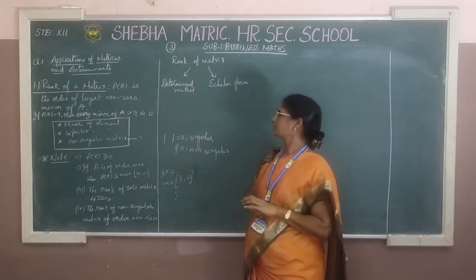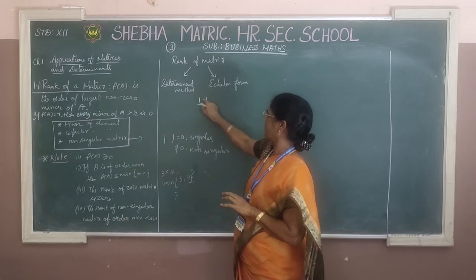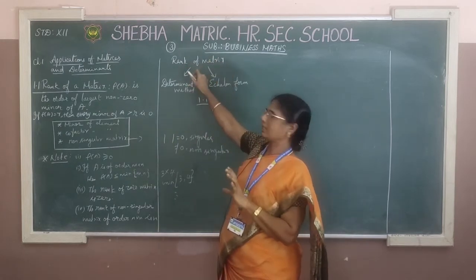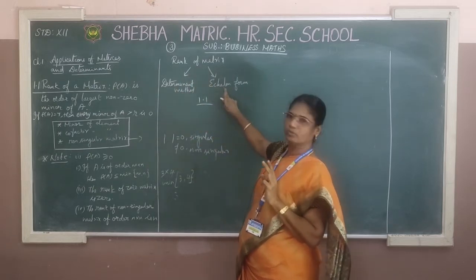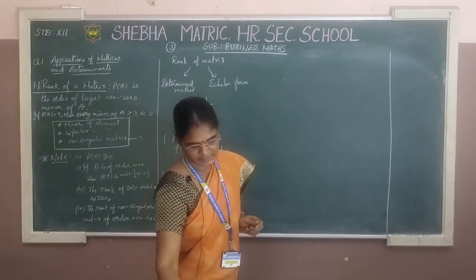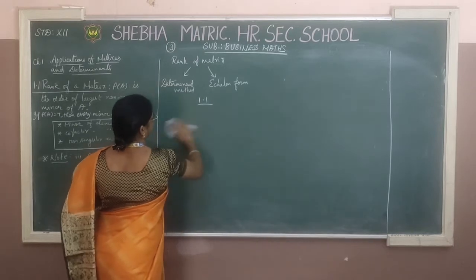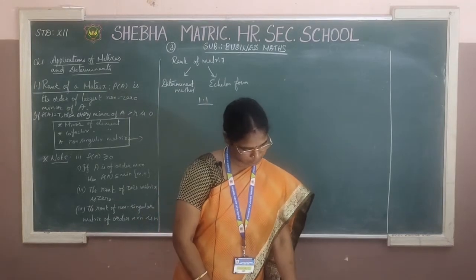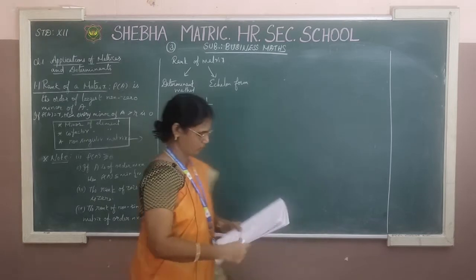Now, I am going to explain a few sums in exercise number 1.1. Listen, rank of matrix. To find rank of matrix, we have two methods. First one is determinant method, second one is echelon form. Now, first we are going to see the determinant form. Listen, the first sum. In this exercise, the first sum is a 2 by 2 matrix.